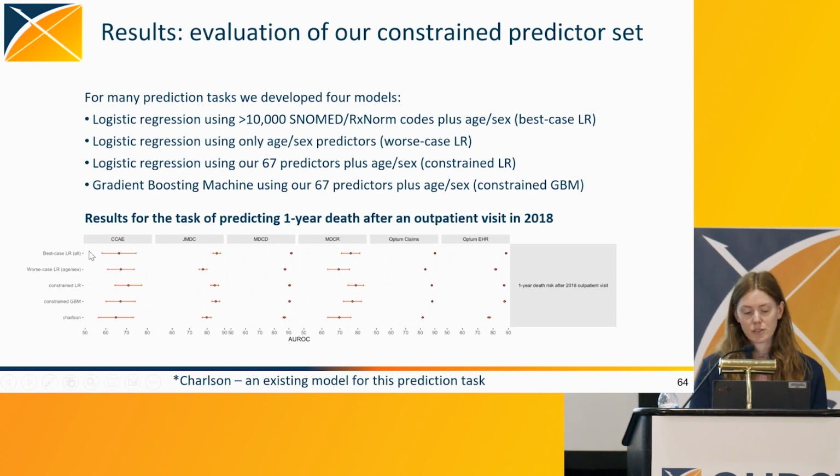And what we see in this prediction task is that our constrained models, the models that use only 67 predictors plus age and sex, were actually doing as well or better than the model that was using tens of thousands of candidate predictors. So this is actually very promising. We saw this result across all these different databases. For this prediction task, our constrained set of predictors did very, very well. It does seem like you can come up with a constrained set of predictors that should do well. But we didn't just do it for this prediction task. We have this for many different prediction tasks, and as I said, find me at the poster if you want to see more results.